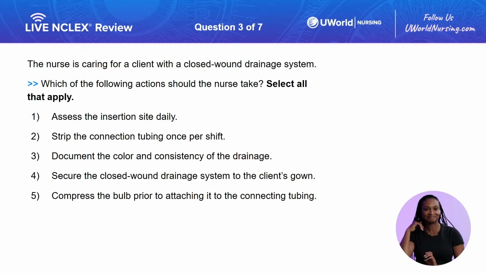Love to see that. Next question: The nurse is caring for a client with a closed wound drainage system. Which of the following actions should the nurse take? Select all that apply. Option 1, assess the insertion site daily. Option 2, strip the connection tubing once per shift. Option 3, document the color and consistency of the drainage. Option 4, secure the closed wound drainage system to the client's gown. Or option 5, compress the bulb prior to attaching it to the connecting tubing. Let me know what you think in the chat.